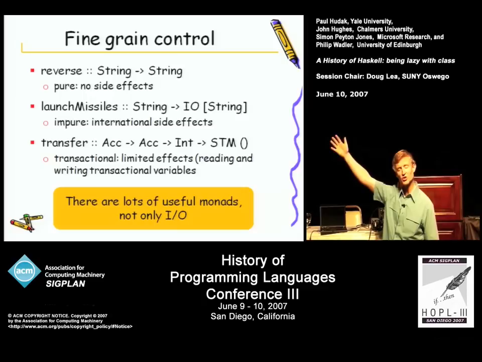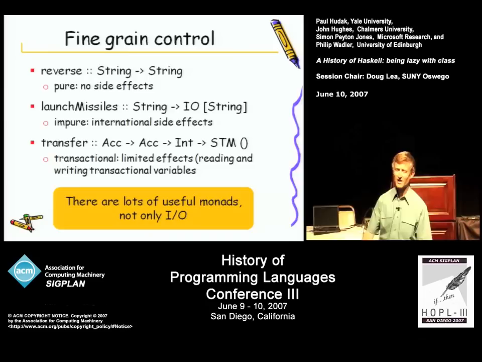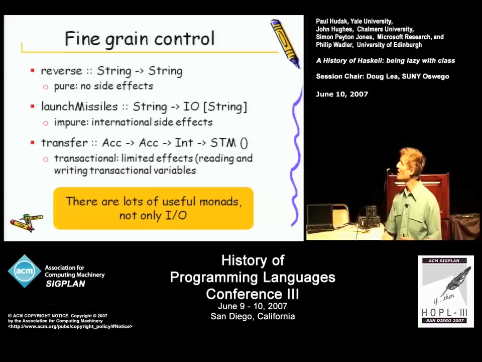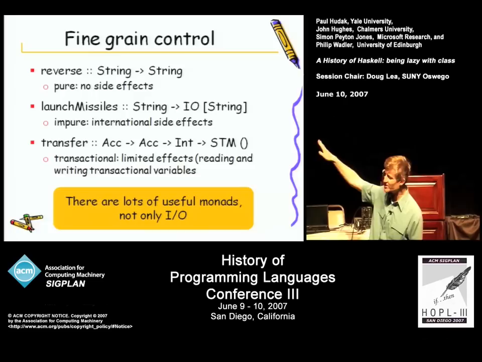So reverse has type string to string, and it has no side effects at all. Launch the missiles has type string to IO of list of string, and it has, well, very serious side effects. But transfer, which transfers N dollars from one account to another, is in this transactional monad that I shan't tell you any more about. You can go and read a paper about it.